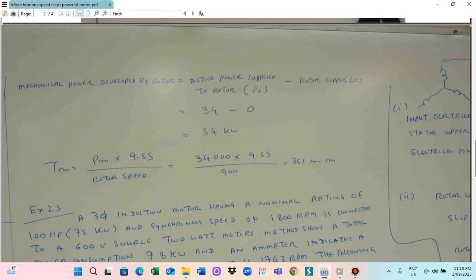Okay, firstly we calculate the active power supply to the rotor. This calculation uses the active power absorbed from the supply minus the iron and copper loss.